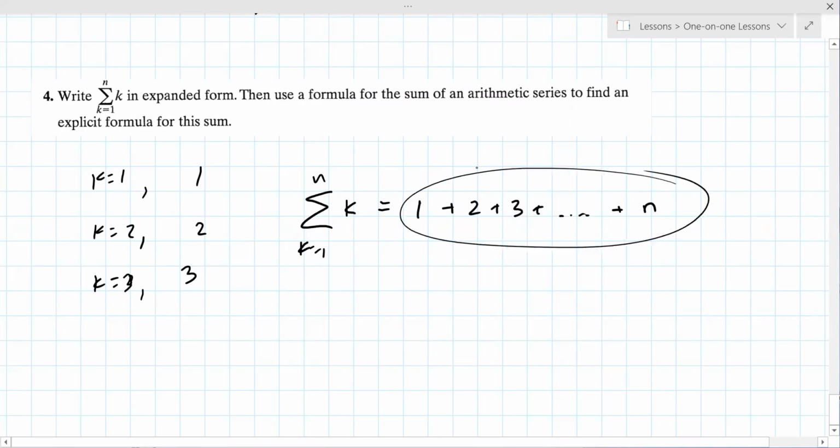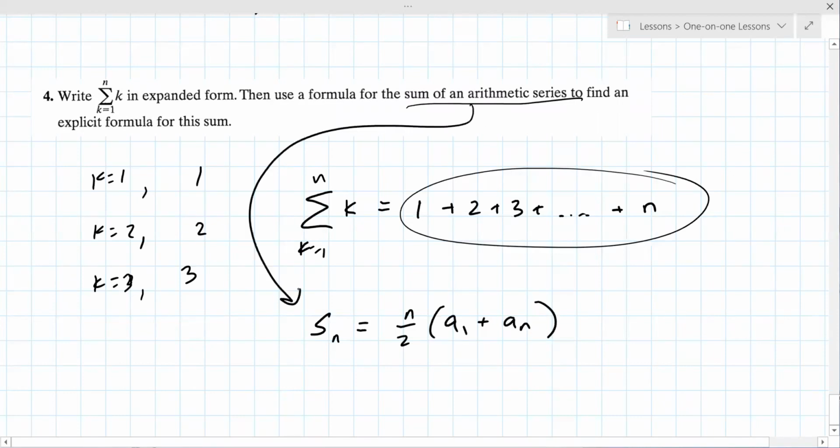Oh, then use a formula for the sum of an arithmetic series to find an explicit formula for the sum. So for an arithmetic series, the sum of the first n terms is n over 2 times a1 plus an. Wait, so is what you just wrote above, what you just circled, the expanded form? Yes, this is expanded form. Okay. So then the arithmetic series. Okay.